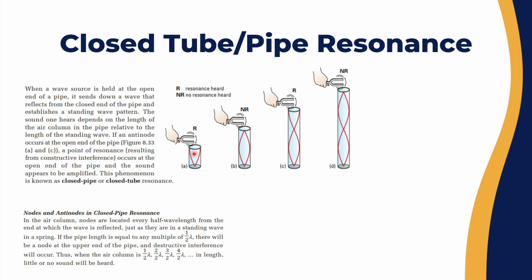It's important to know that nodes are located every half wavelength from the end at which the wave is reflected, just as they are in the standing wave in the spring. If the pipe length is equal to any multiple of 1/2 lambda, there will be a node at the upper end of the pipe and destructive interference will occur. So when the air column is 1/2 lambda, 1 lambda, 3/2 lambda, 4/2 lambda in length, there will be little to no sound that can be heard or amplified.